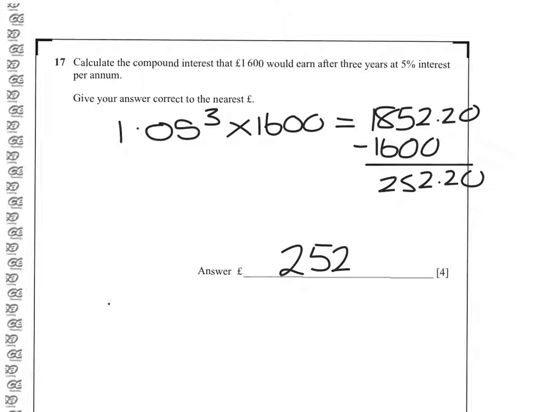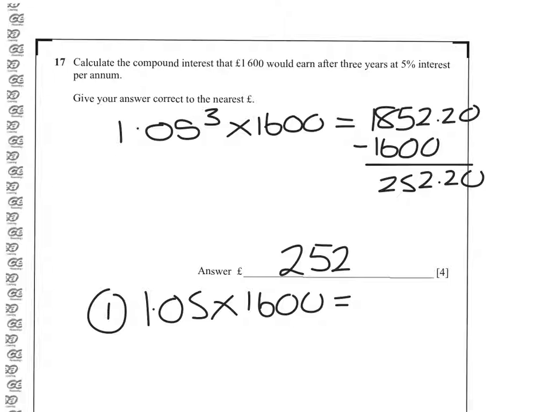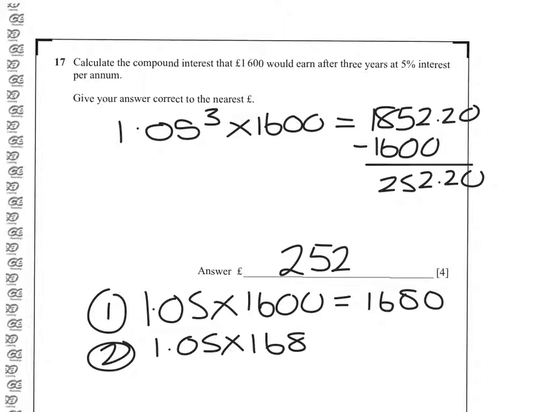If you're doing it year by year, in the first year we get 5% on the 1,600, which gives us 1,680. Then for the second year, we get 5% on the 1,680, and we keep repeating that.